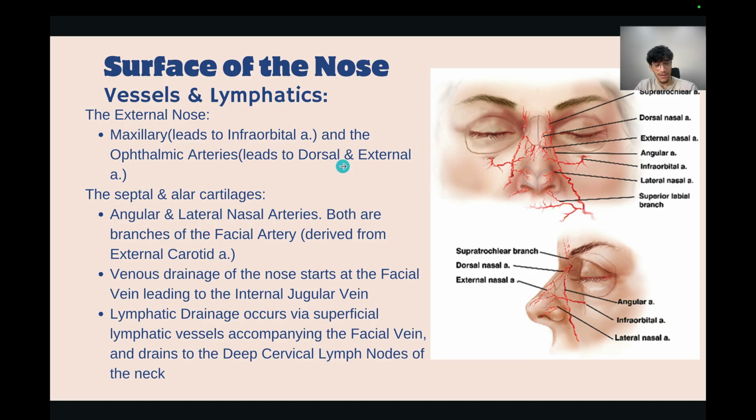Now, the septal and alar cartilages, they have angular and lateral nasal arteries, which are derived from the facial artery, which come from the external carotid. And for venous drainage, it starts at the facial vein and leads into the internal jugular vein. And lymphatic drainage, it accompanies the facial vein and drains into the deep cervical lymph nodes of the neck, like most lymphatic vessels in the superior region.